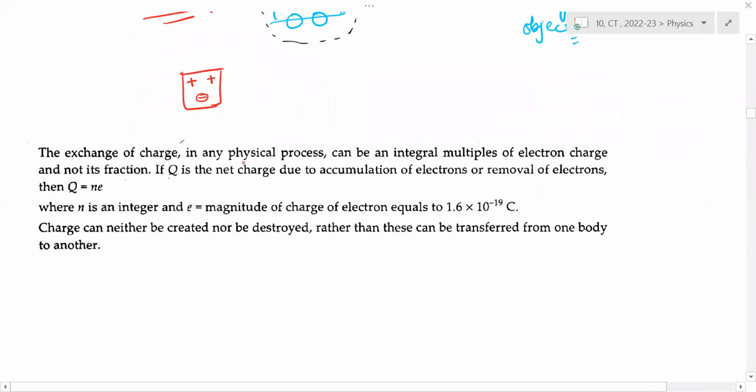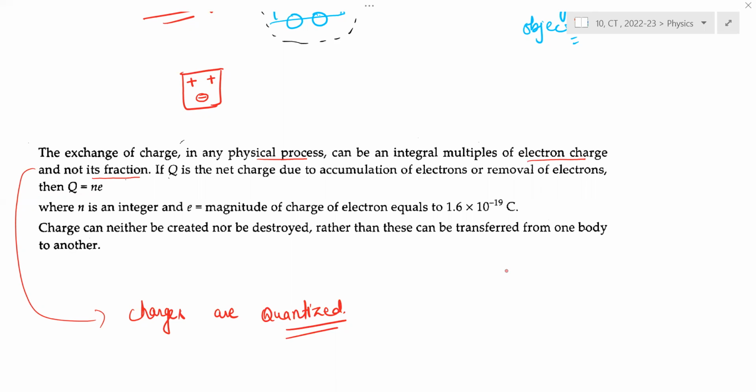About this point, the exchange of charge in any physical process can be an integral multiple of the electron charge and not its fraction. This is very important. In another term, it is called charges are quantized. What is the meaning of quantized? Always an integral multiple of the electron charge. You will never find 1.5 electron or 2.1 electron. It will be an integral multiple, meaning 1 electron, 2 electrons, 3 electrons, like that. Is it clear for all of you? Yes, sir.